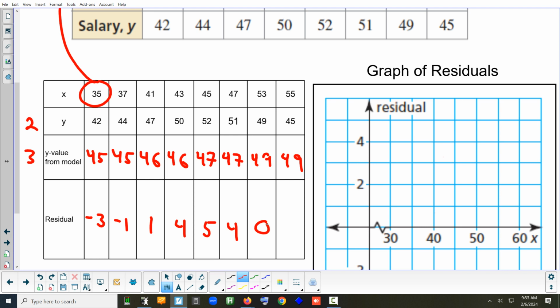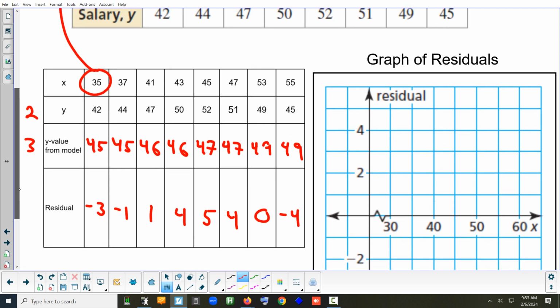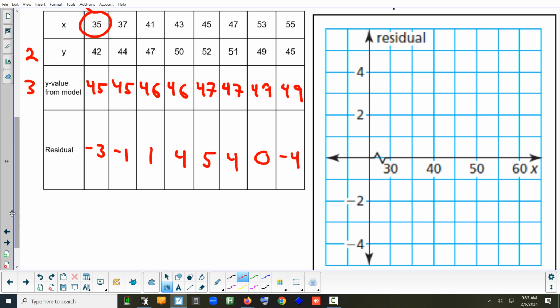And then 45 minus 49? Negative 4. That one is 47, not 46. That's okay. We're just going to go with this data. Okay, so we've got our data, we've got our residuals, and now you want to graph x, comma, residual.